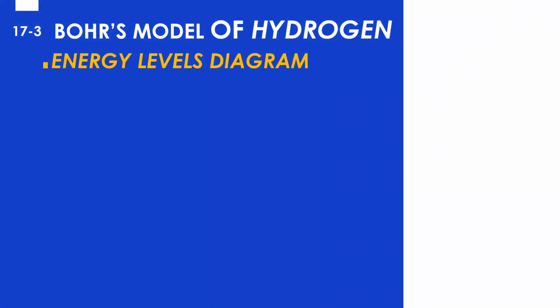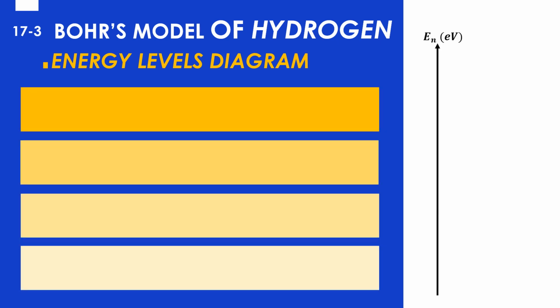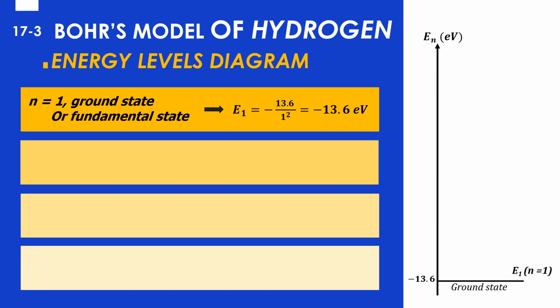Now, let's try to draw the energy level diagram of hydrogen. Based on the equation minus 13.6 electron volt over n squared, we'll take different values of n and check the result. For that, we'll have the energy axis, as you can see on the right hand side, labeled in electron volt. We start with n equal to 1, which we defined previously to be the ground state. Its energy is minus 13.6 electron volt. Now, as n increases, this value will decrease. Therefore, this is the least energy level. We call it fundamental state or ground state.